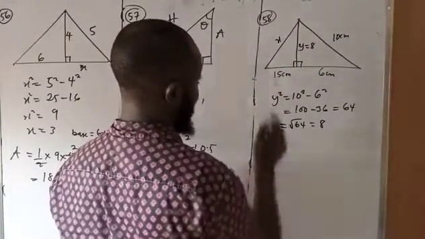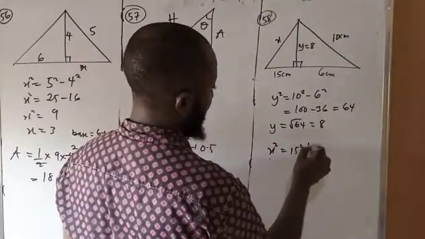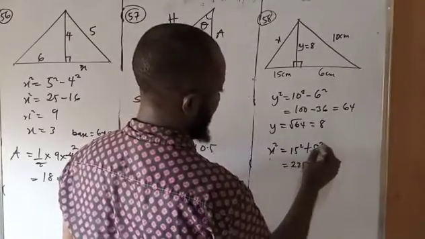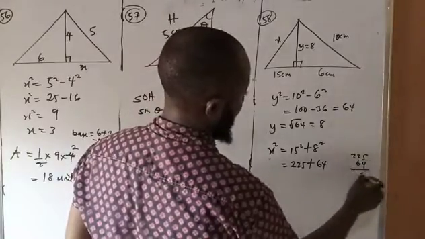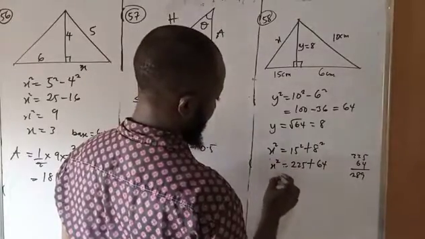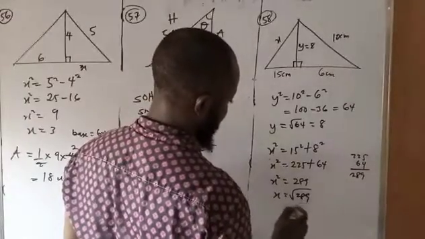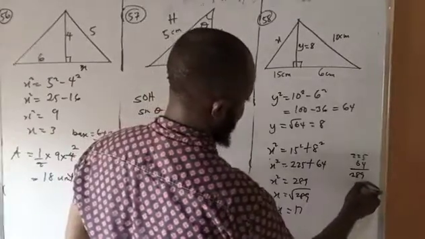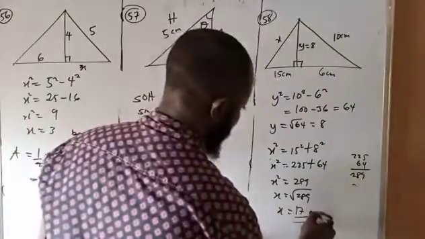And this is the hypotenuse here, so that means x squared will then be equal to 15 squared plus 8 squared. So 15 squared is 225 plus 64. When you add this together, 225 plus 64, you have 289. So x squared equals 289, and x is equal to the square root of 289. That is x equals 17. 17 times 17 gives 289. So the answer is 17 centimeters.